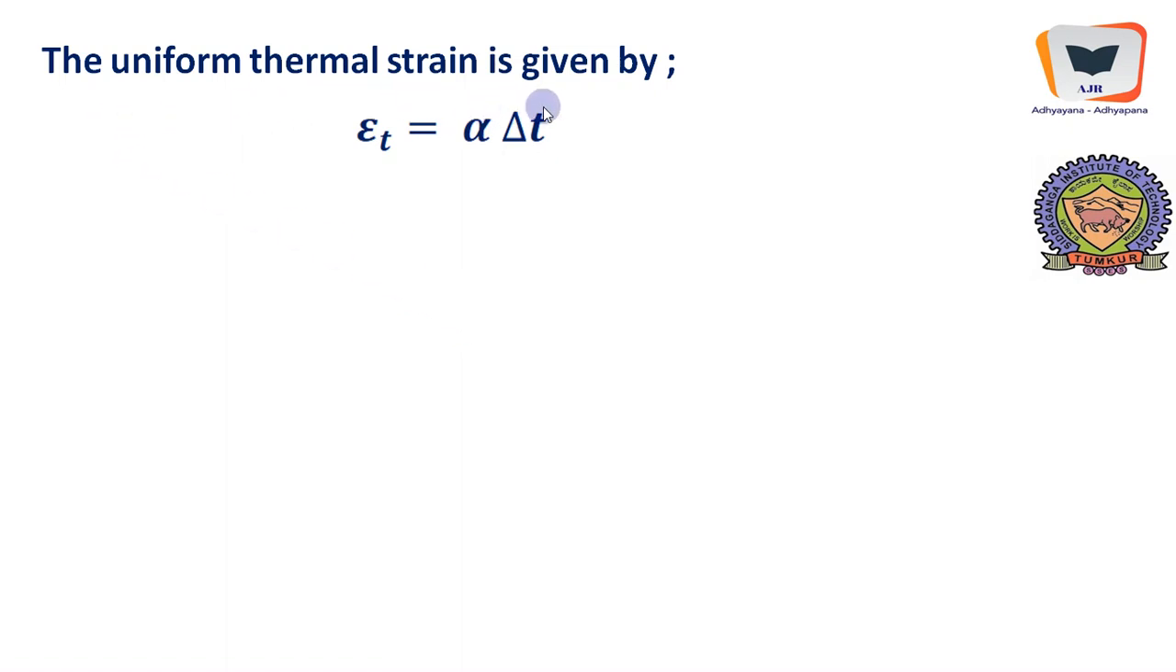The uniform thermal strain is given by epsilon t equal to alpha into delta t. And we know epsilon t, that is strain, is change in length by original length, that is equated to alpha into delta t, where alpha is the coefficient of thermal expansion, purely a material property, and dl, upon cross multiplying, we get alpha into delta t into L.